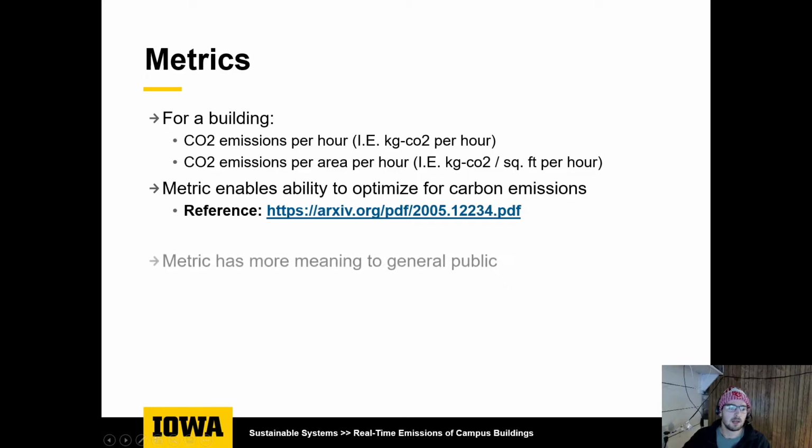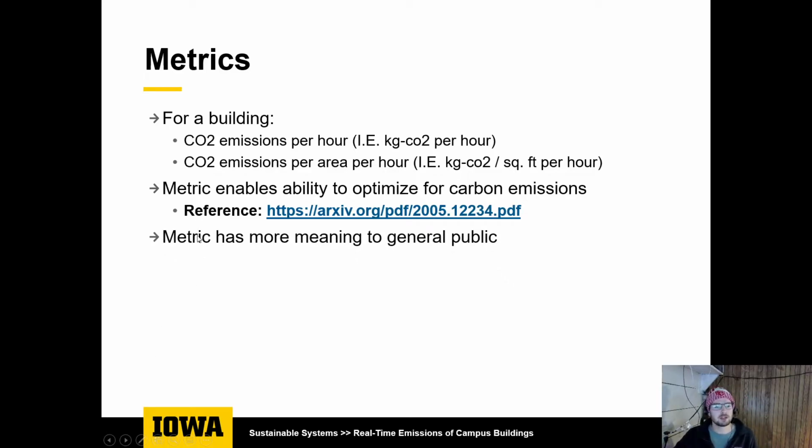Another thing I like about this metric is it has more meaning to the general public, I think. For example, if we say a building uses 2 MMBTUs of steam, a lot of people are not going to really know what 2 MMBTUs of steam is, or what that looks like. But if we say it used 100 kilograms of CO2, people know what CO2 is. They know it's not good.